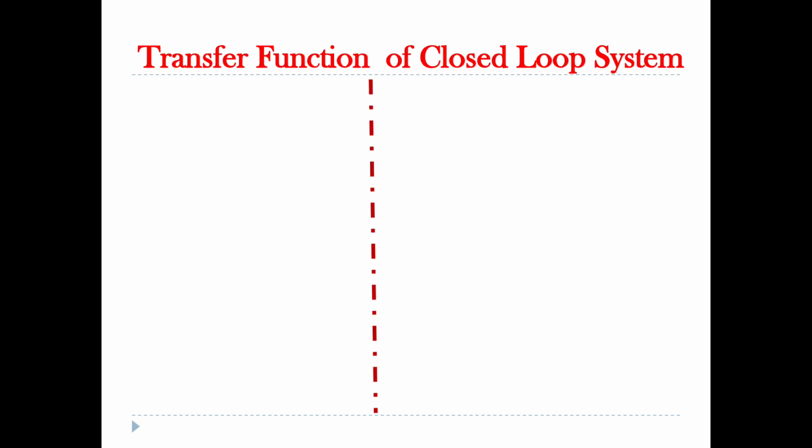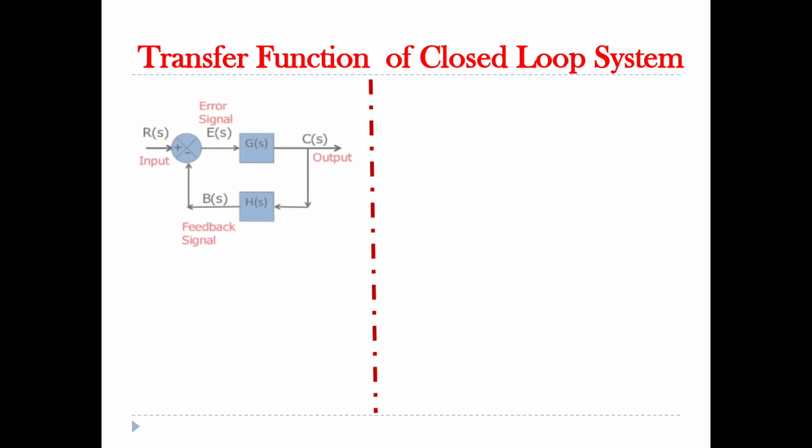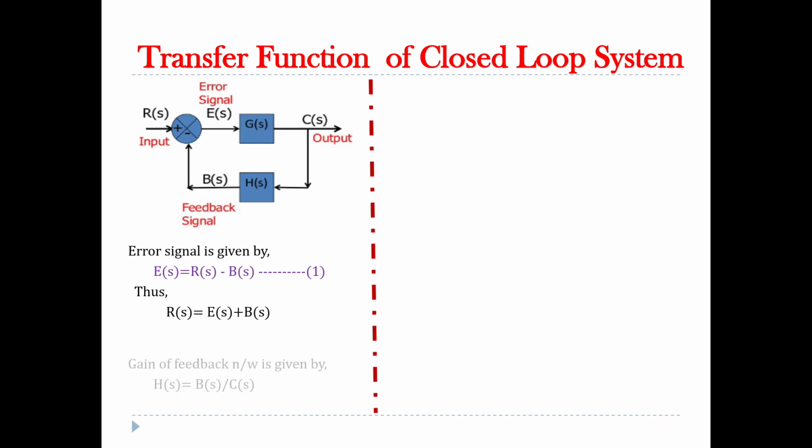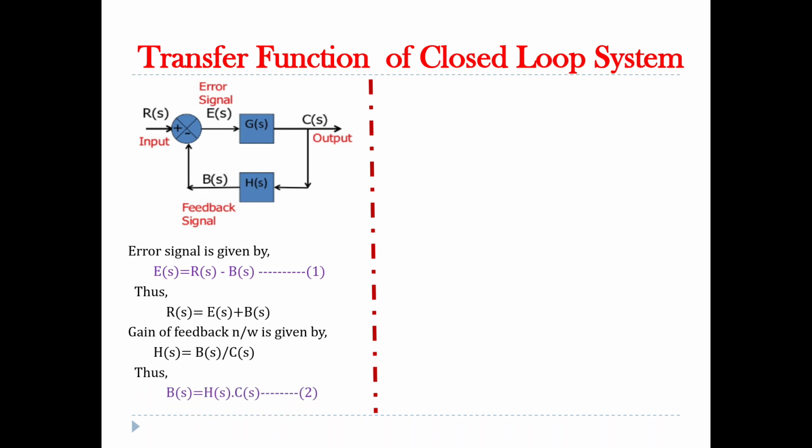So we'll see the transfer function of closed loop system. For this case, consider the block diagram of closed loop system which you have seen in the earlier lectures. Here from the block diagram we can write an error signal E of s as R of s minus B of s, which can be written as R of s is equal to E of s plus B of s. Again we can write the gain of feedback network as H of s is equal to B of s by C of s, which can be written as B of s is equal to H of s into C of s.